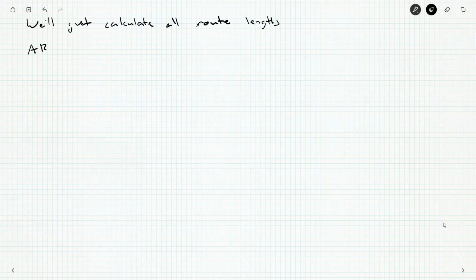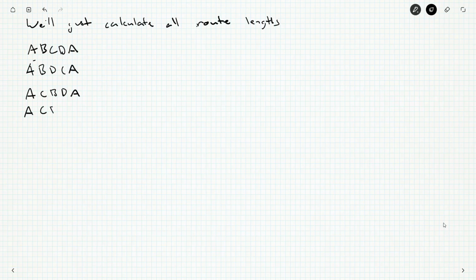So I'm going to drop the arrows. A to B to C to D to A. A to B to D to C to A. A, C, B, D, A. A, C, D, B, A. A, D, B, C, A. And A, D, C, B, A. Okay.